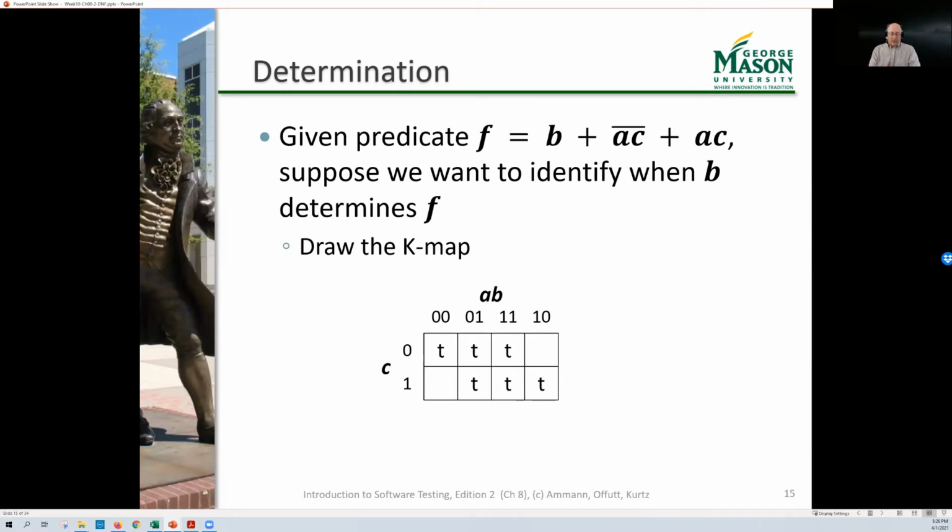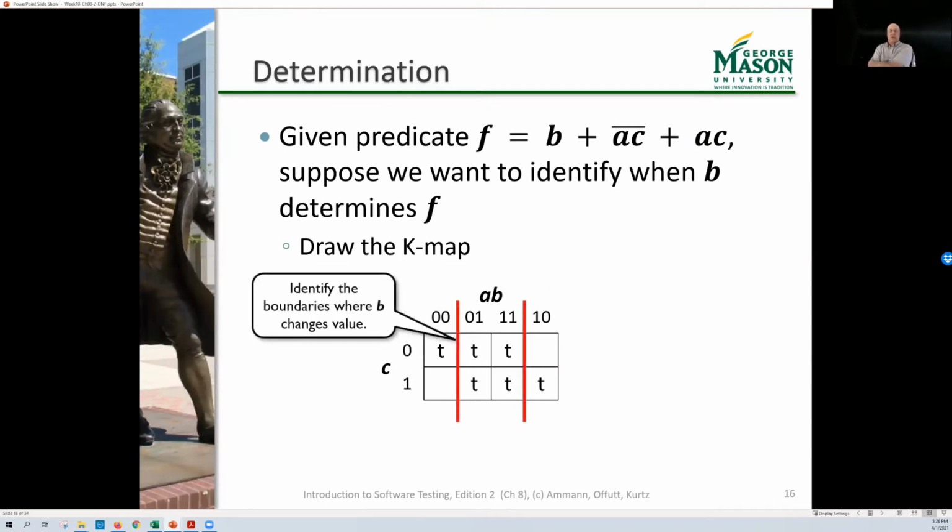So let's say we've got this predicate: B or not A, not C, or AC. So we've got B, that fills in these four, right? That's everywhere where B is true. Not A, not C fills in over here. AC fills in over here. So we've built up our Karnaugh map. Now let's say we want to identify the conditions under which B determines this predicate F.